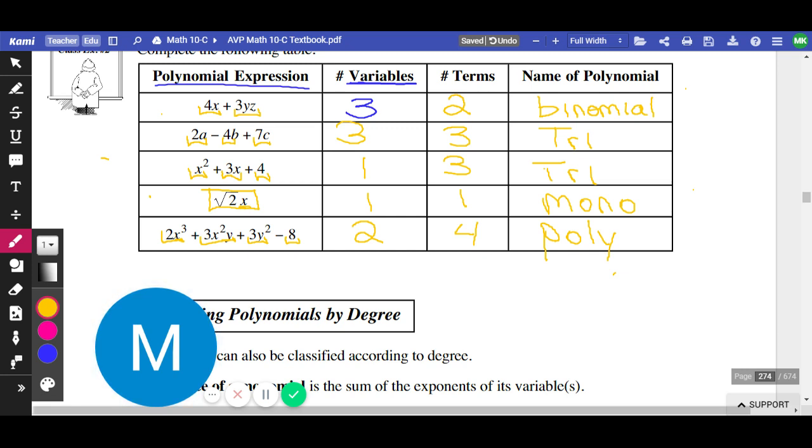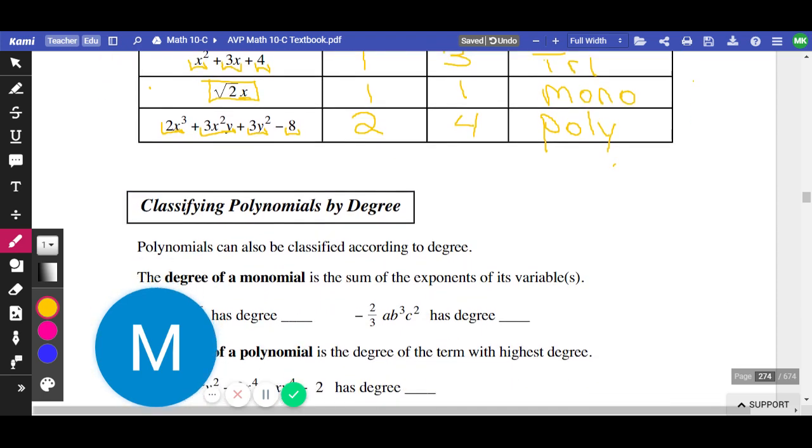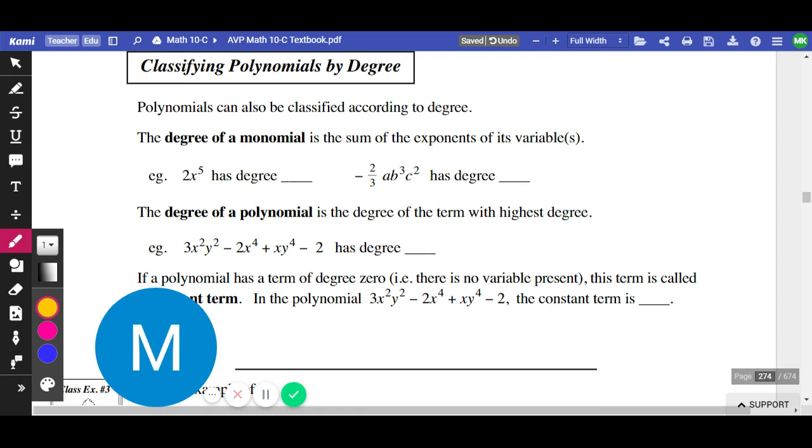Awesome. Another definition that we use that I should use more of is called a degree. The word degree means highest exponent.